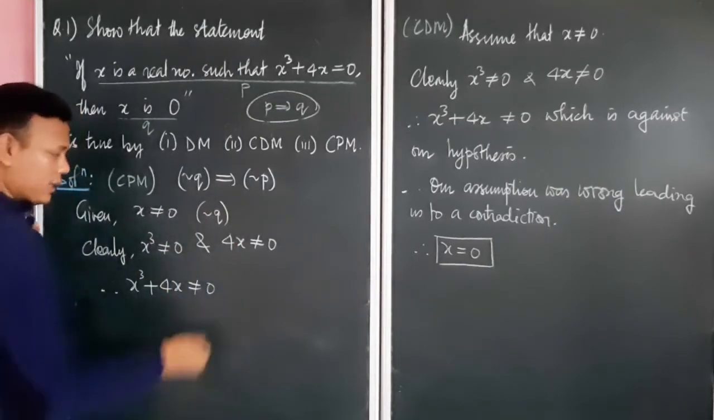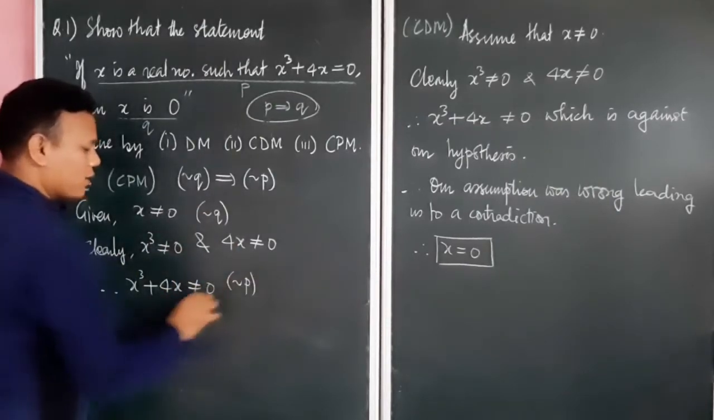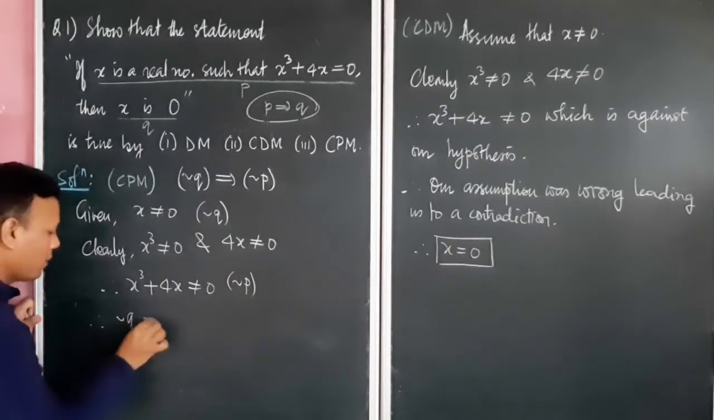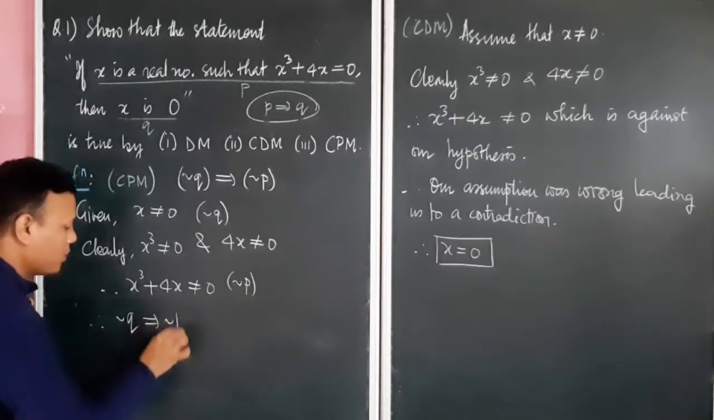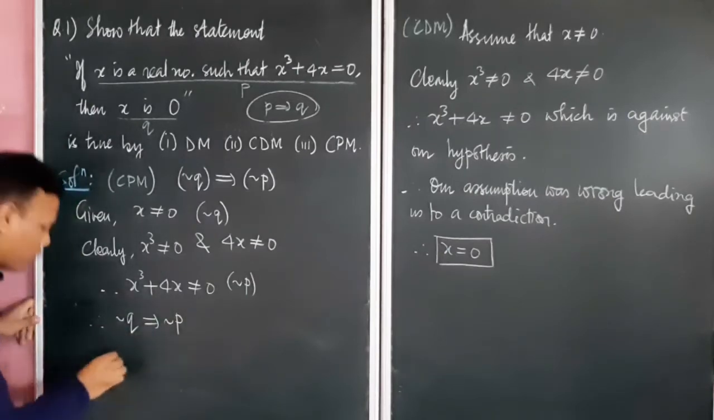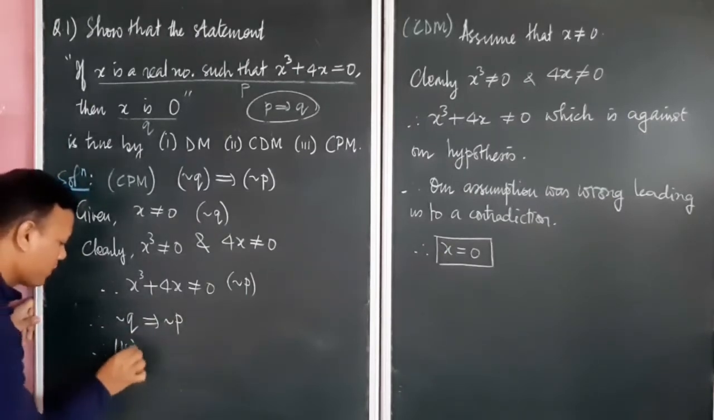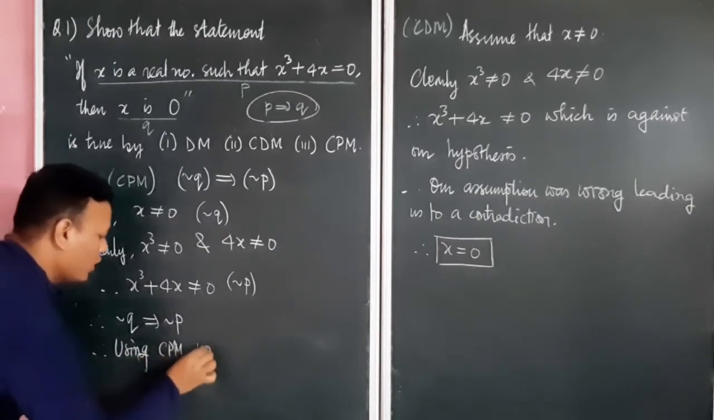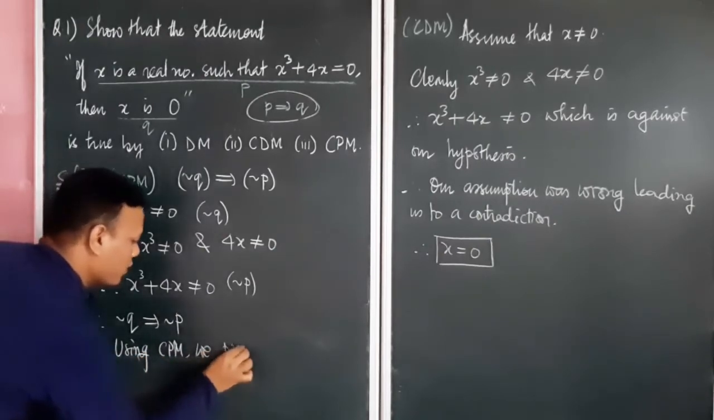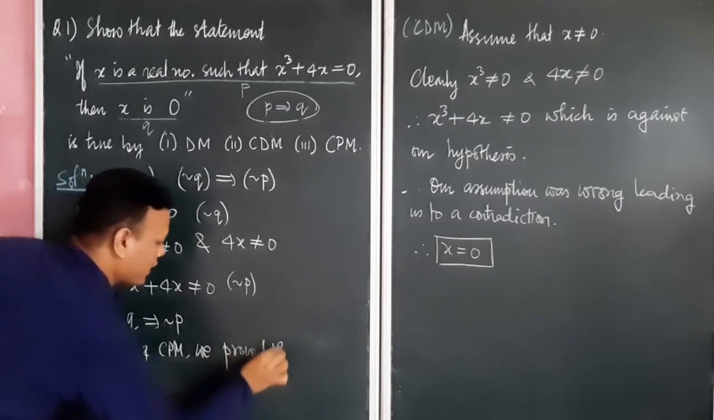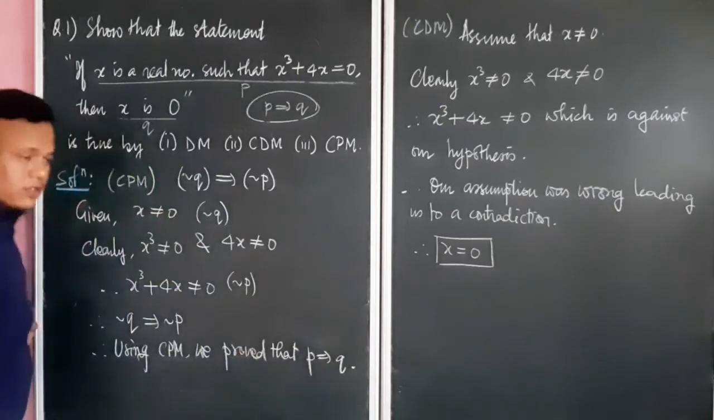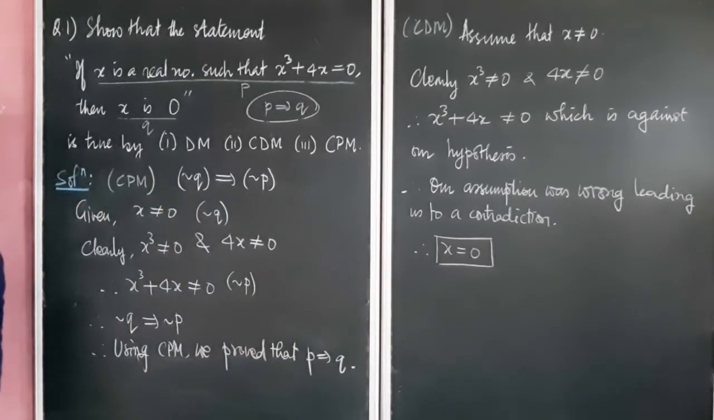And I arrived at negation P, isn't it? So therefore we have negation Q implies negation P, right? So therefore, using the contrapositive method, we proved that P implies Q. All right, so you may pause the video to note down.